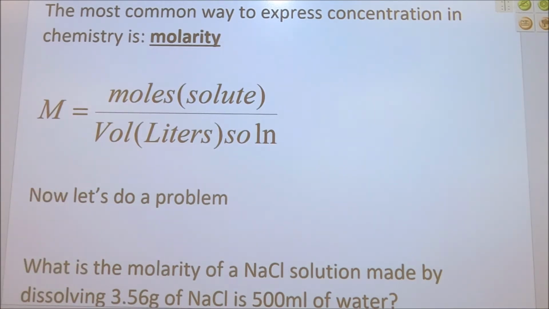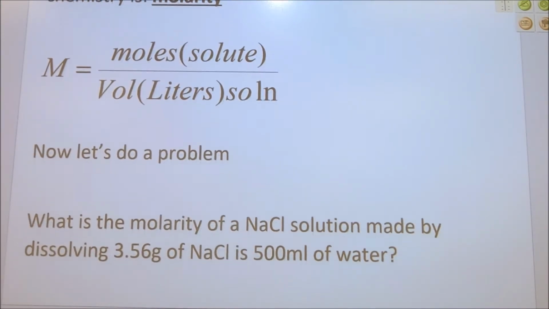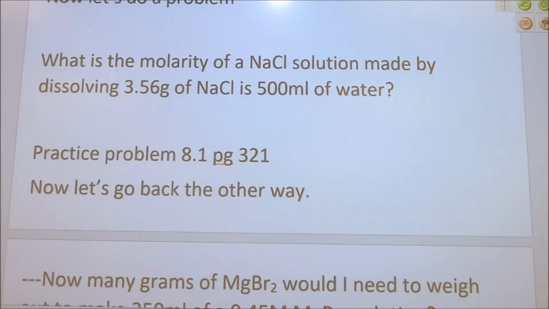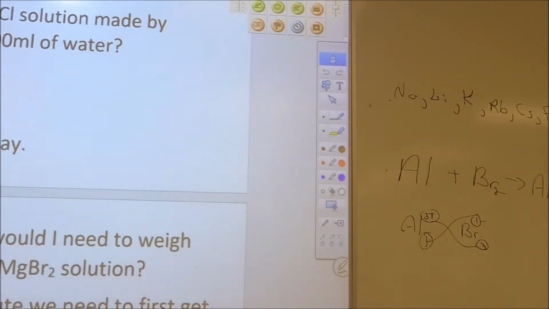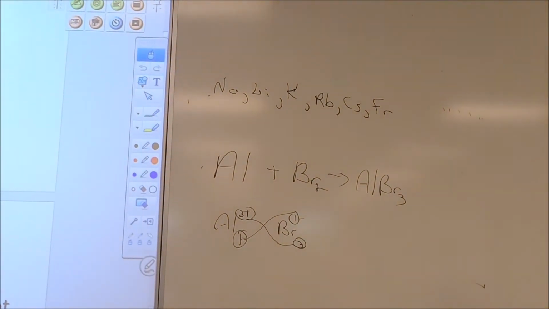Okay? So let's try a couple of problems. Our problem reads, what is the molarity of a sodium chloride solution made by dissolving 3.56 grams of sodium chloride in 500 milliliters of water? So let's take this problem on.